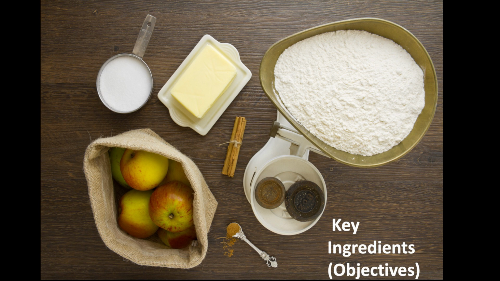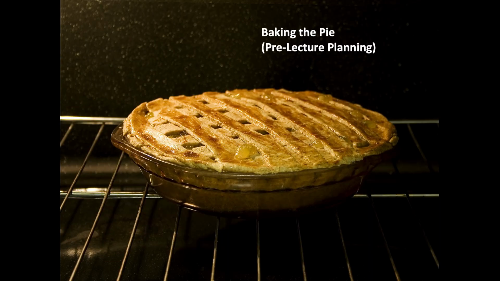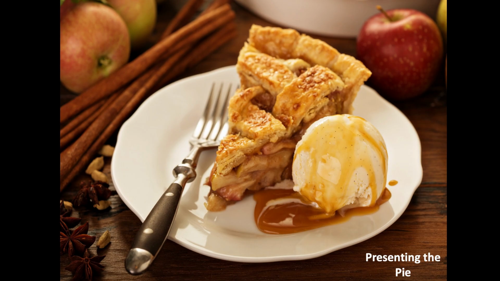We're going to talk about the key ingredients, the objectives, and how to decide what they are and how many you should have, and also what the proportions are. What kind of pie are you making? We're going to talk about putting it all together, which would be assembling the pie, basically the recipe or preparing your presentation. And we're going to talk about the baking of the pie, which is where you're going to be doing a lot of work on a lecture before you present it and after you've put it together. And then we're going to talk about presentation. And I do apologize if people are starving to death, but go get a piece of pie or something else.